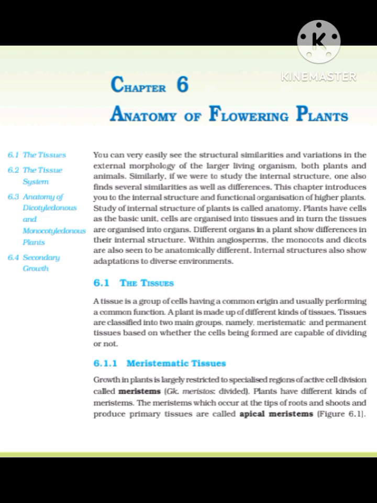Tissues are classified into two main groups, namely, meristematic and permanent tissues, based on whether the cells being formed are capable of dividing or not. 6.1.1 Meristematic tissues. Growth in plants is largely restricted to specialized regions of active cell division called meristems (Greek meristos, divided). Plants have different kinds of meristems. The meristems which occur at the tips of roots and shoots and produce primary tissues are called apical meristems, Figure 6.1.